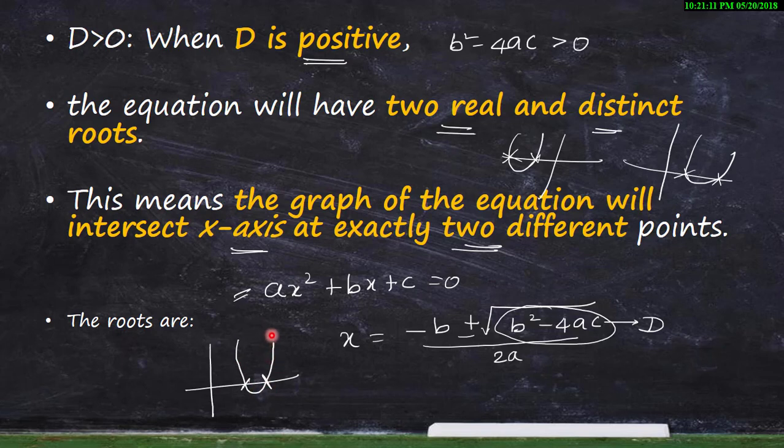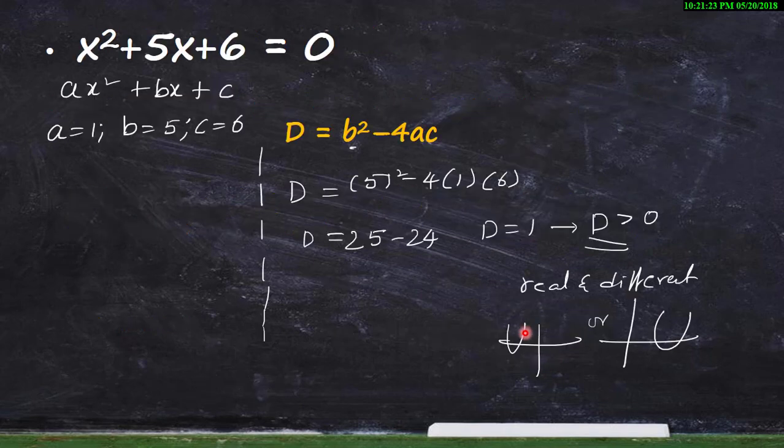The roots are found by the direct formula: x is equal to minus b plus or minus root of b square minus 4ac, by 2a. This is the direct formula for finding roots. Please remember this formula. This is an example: x square plus 5x plus 6 is equal to 0. Here we are getting D greater than 0, and we are getting roots as -3 and -2.